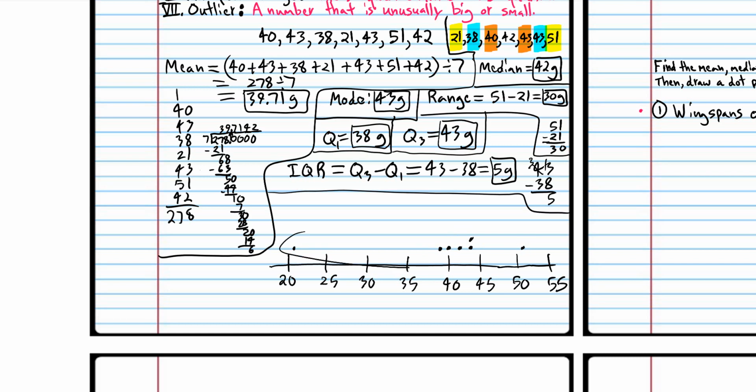We can see how spread out the data is. We can see the center. So it's just an easy way to see the distribution of the data, which is, again, just a fancy way of saying the spread and the center of the data.